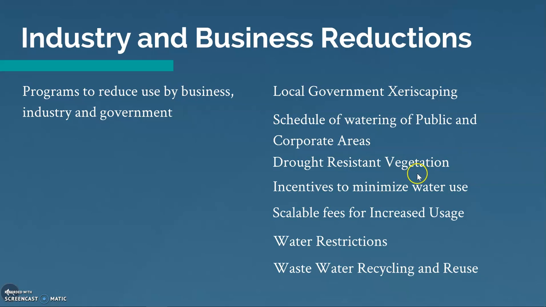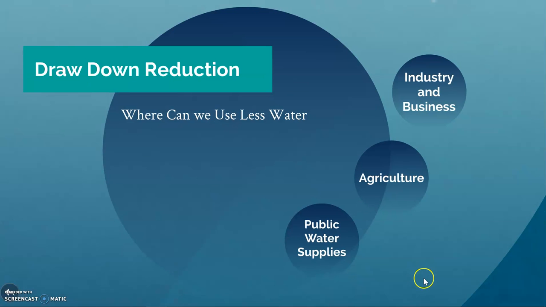Introduce drought-resistant vegetation. Incentives to minimize water use, again, rebates on bills, and again, fees for overusage. And eventually, if you had to, you can put in water restrictions. The other thing to do would be wastewater recycling instead of regular fresh water that's pumped. We can use water that's already been used once and use that to help reduce the amount of fresh water we're pumping out of the ground.